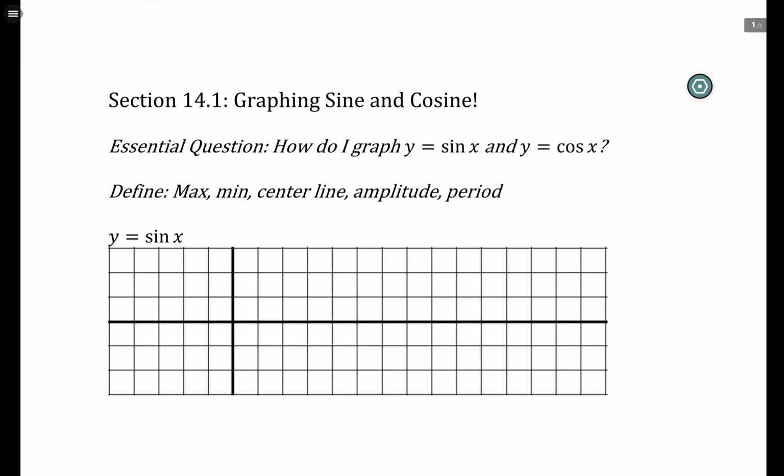All right, so today, you knew this day was coming, we're going to be graphing sine and cosine. So that's what the essential question is. How do I graph sine? How do I graph cosine?